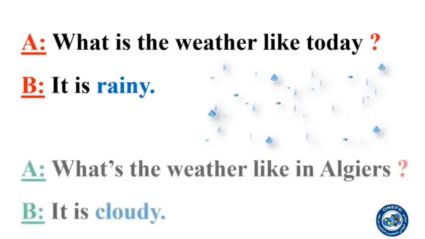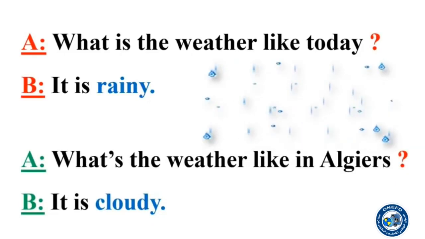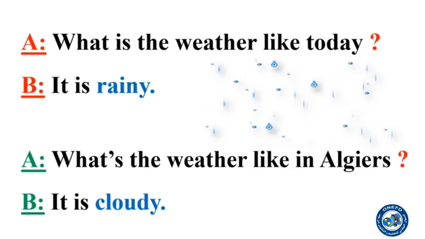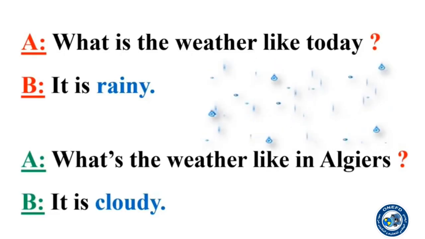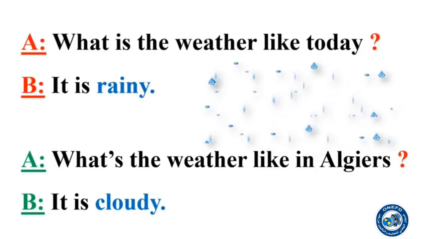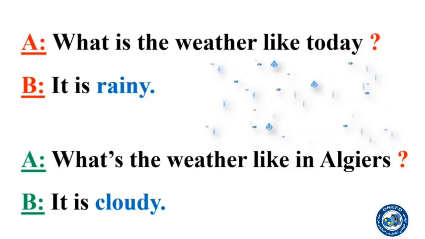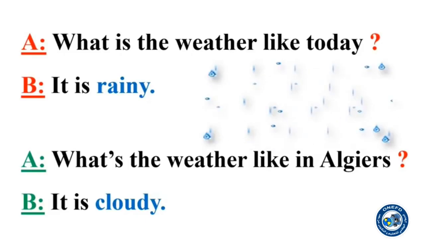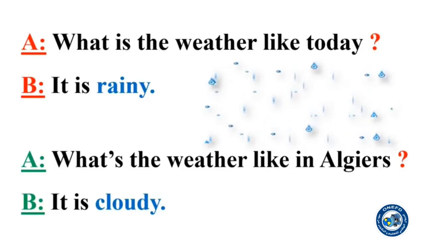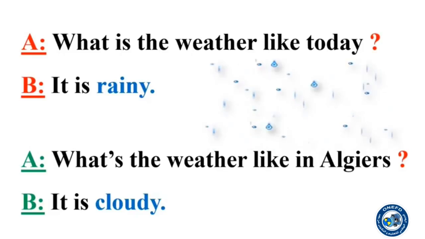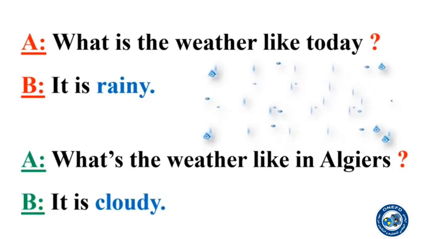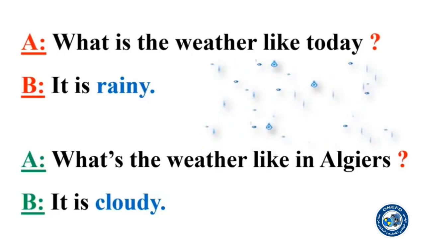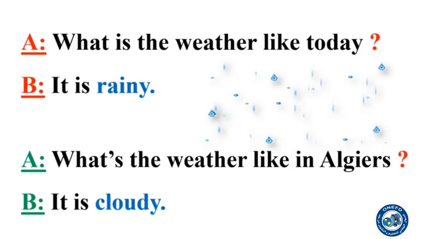Another small conversation, A and B. A: What's the weather like in Algiers? B: It is cloudy. Cloudy, it is not sunny and not rainy. There are clouds in the sky. Maybe it will rain. Maybe it's going to rain.